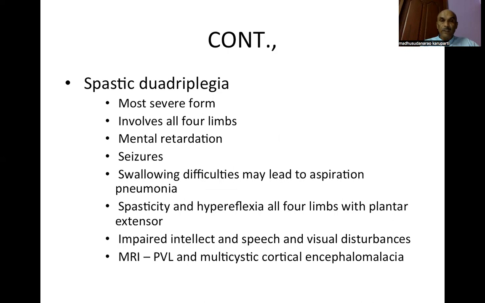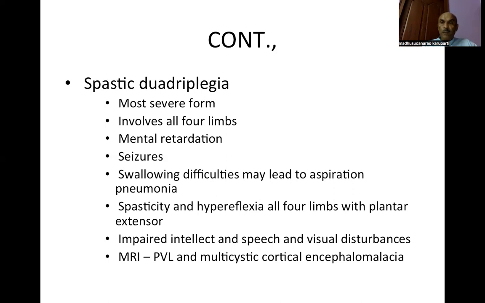Coming to spastic quadriplegia. This is the most severe form of cerebral palsy. It involves all the four limbs associated with mental retardation, seizures, and the child suffers more amount of morbidity with swallowing difficulty and aspiration syndromes. There is spasticity and hyperreflexia involving all four limbs with plantar extensor. There is impaired intellect, speech abnormality, and visual disturbances. And there is marked delay in the milestones of development. Rather, most of the children do not develop speech because of pseudobulbar palsy.